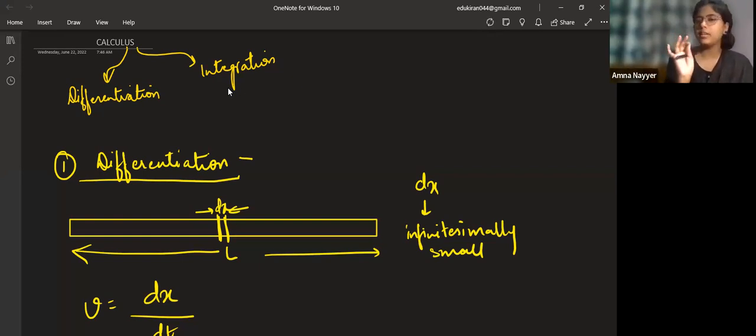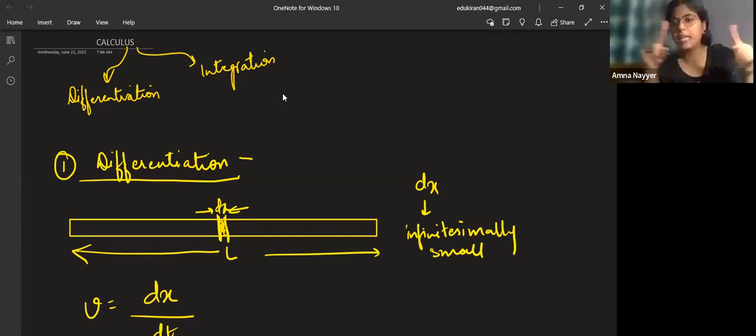What is meant by differentiation, or what is the basic mechanism of differentiation? Differentiation is when you are having a very small quantity with you, and you want to find out the other portion. For example, in this figure on the screen, this is a rod. The length of the rod is L. Now, a very narrow portion, if I take from this, let's say this is a very, very small portion that I have taken, which is dx. And the entire length of the rod is L.